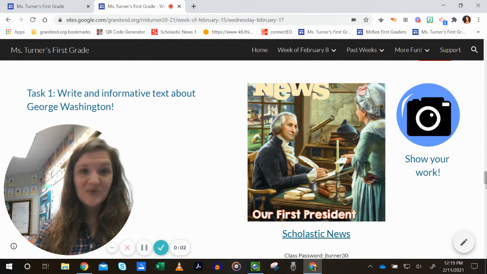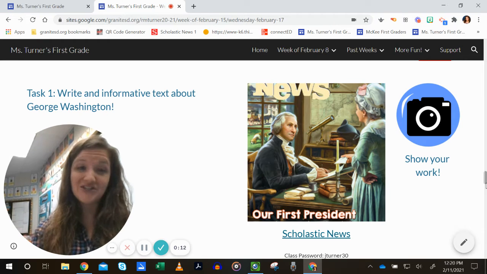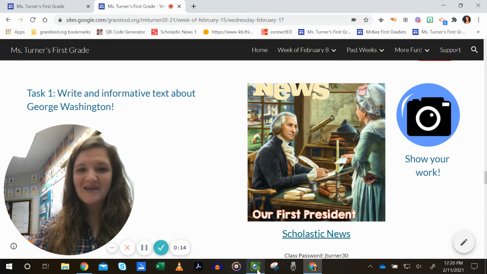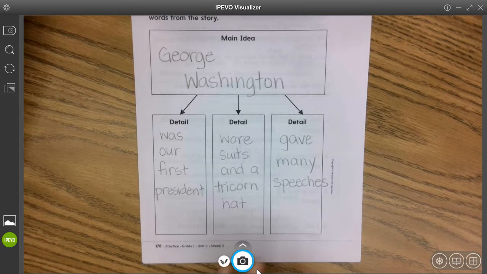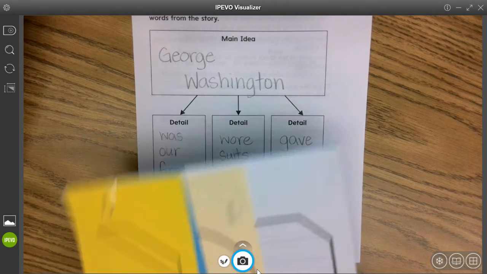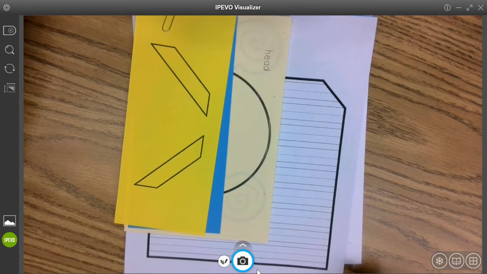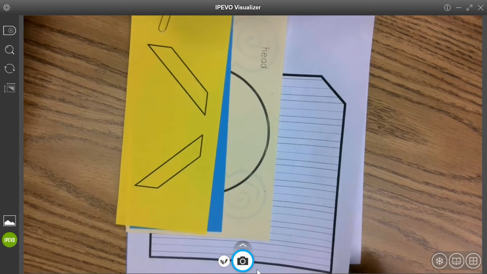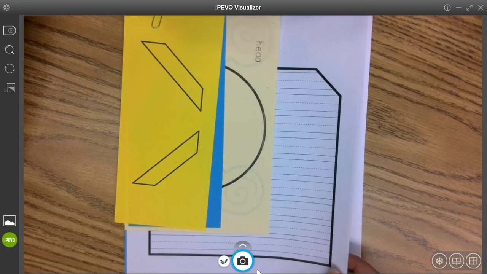Okay, first graders, we are going to use the graphic organizer we made on George Washington yesterday, and we are going to write a paragraph. But we're going to do it a little bit more fun than just a normal paragraph. So today you will need, like I said, the graphic organizer from yesterday, and you will also want this packet. Okay, so this is what we're using today.